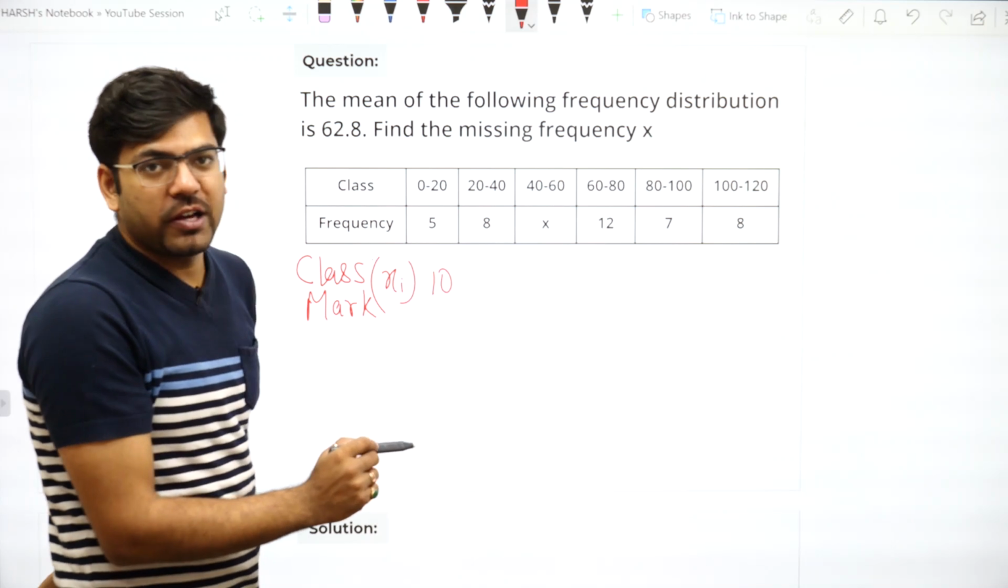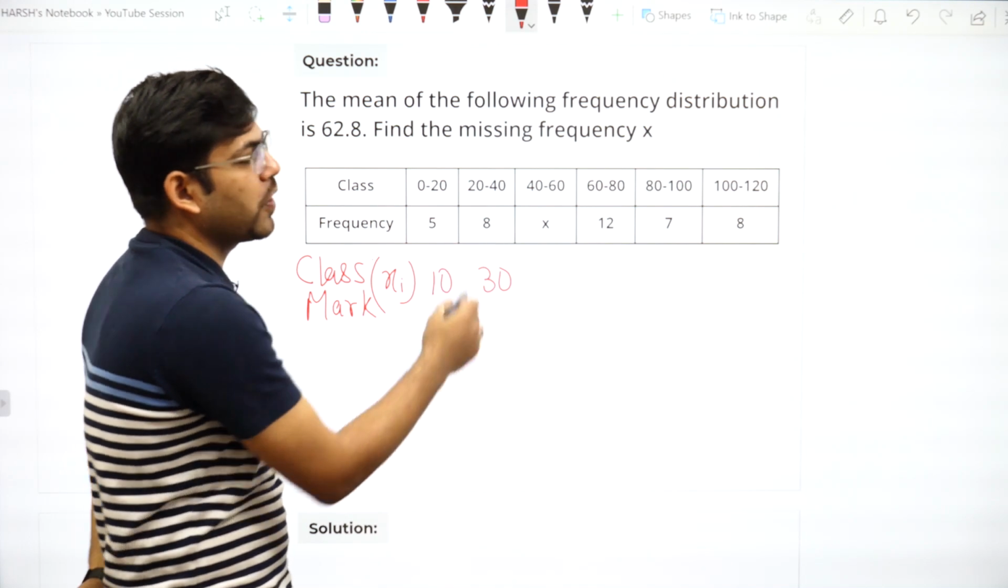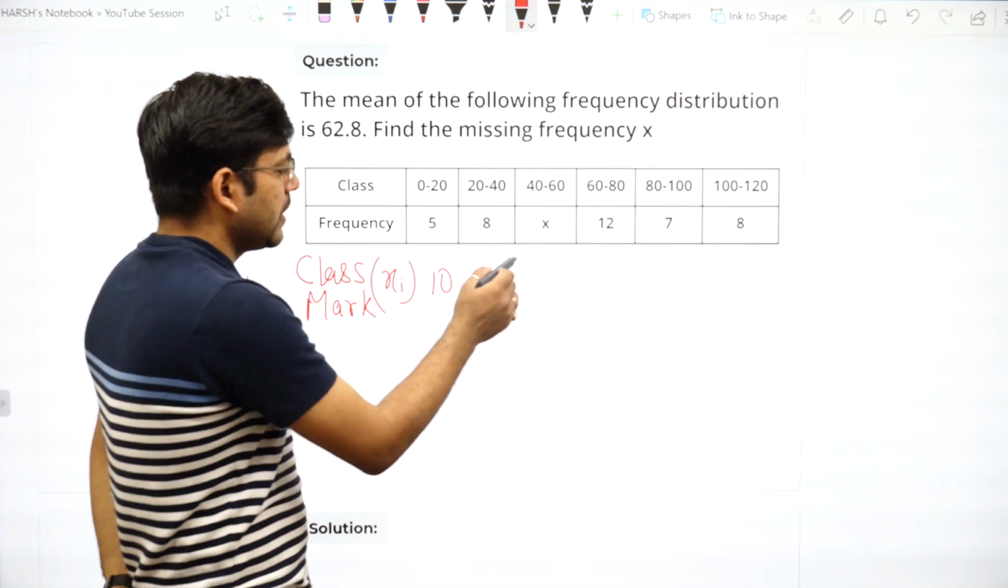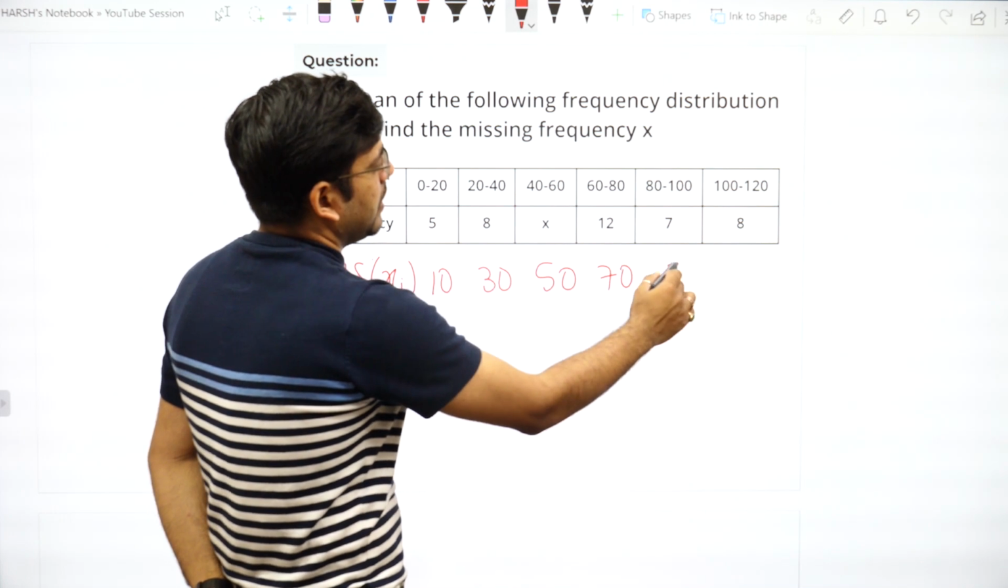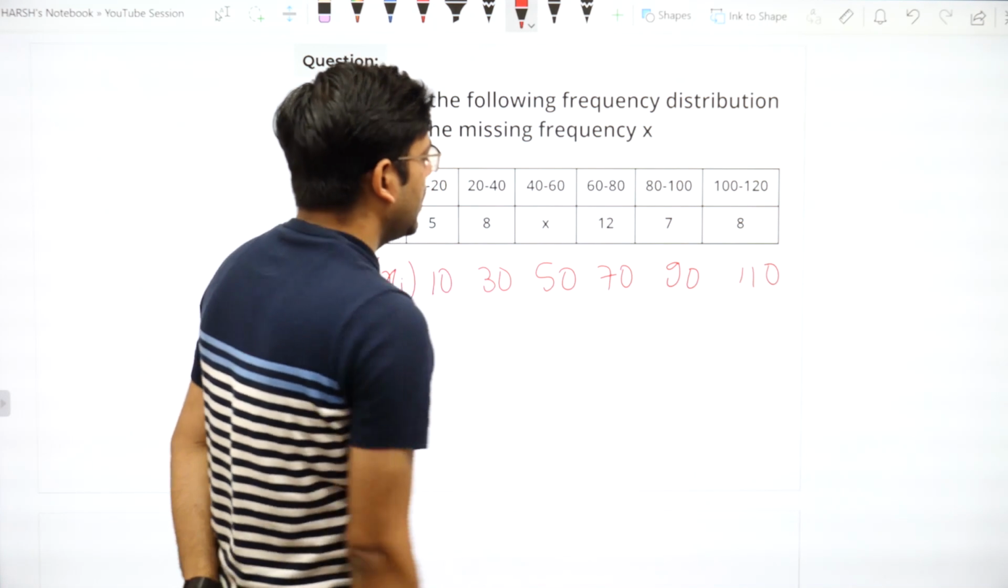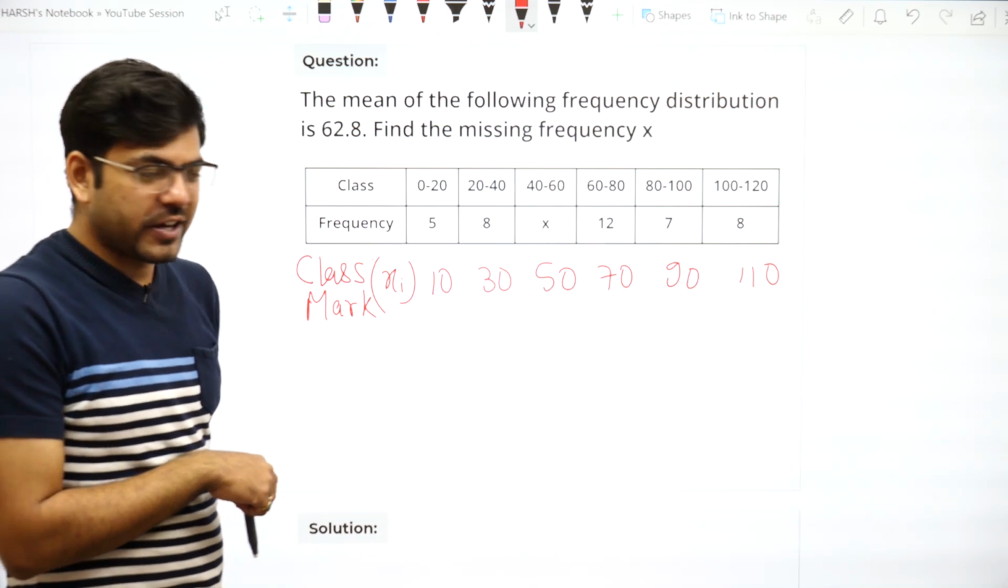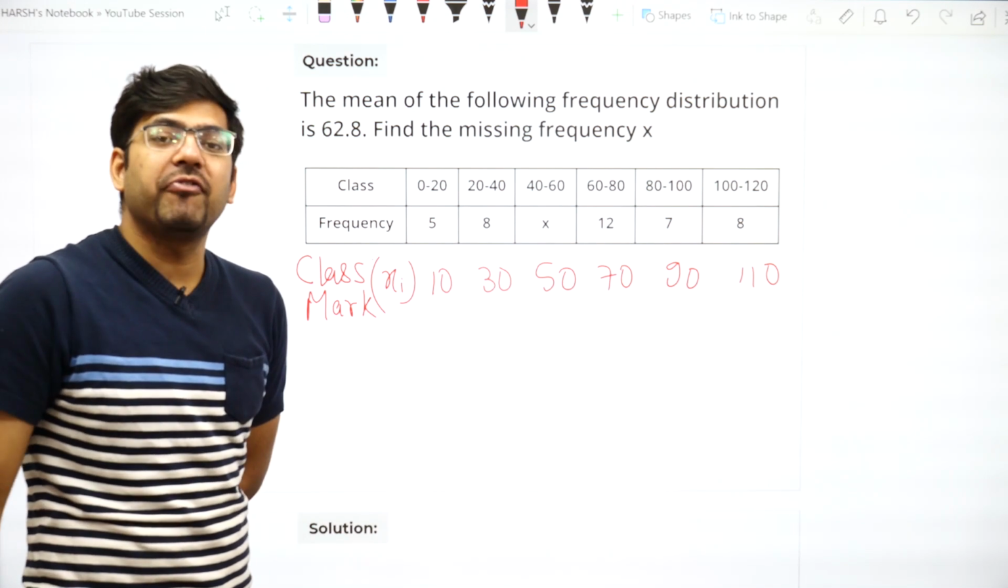20 to 40, middle value 30, because 20 plus 40 by 2 is also 30. Then 10, 30, 50, 70, 90 and 110. Now this is an easier one, isn't it? Because here you would be able to multiply them very easily.